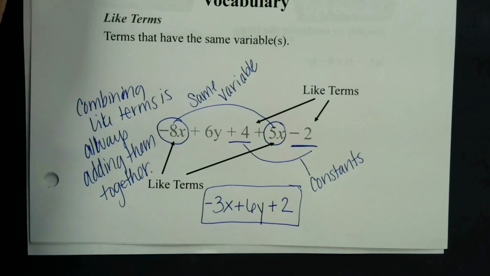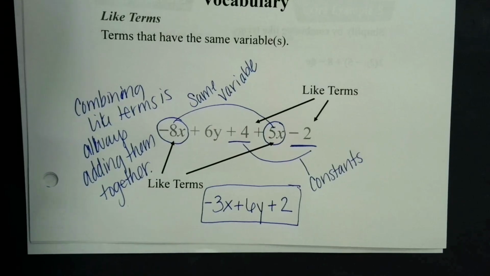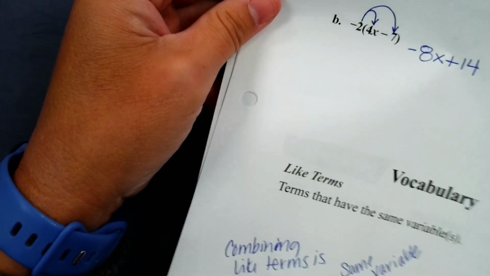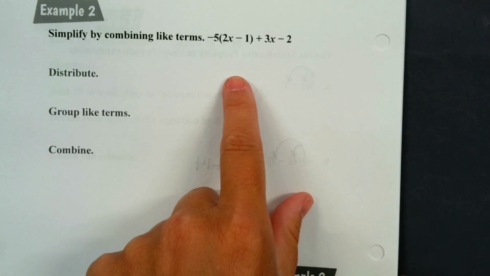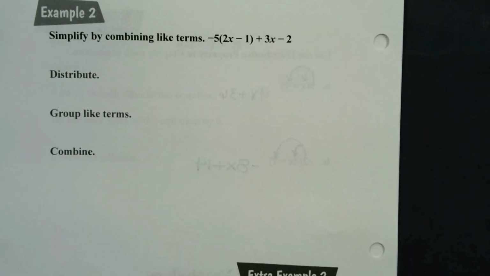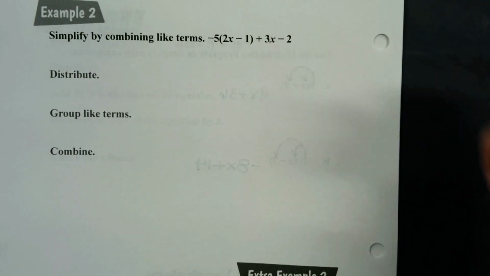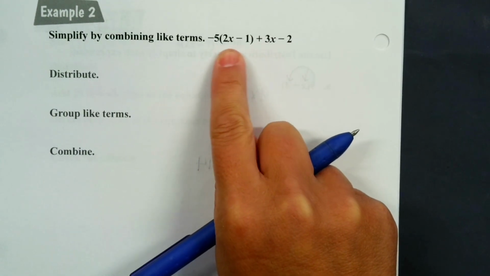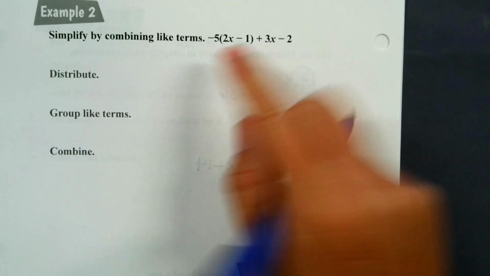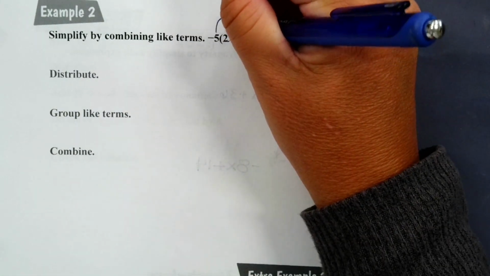Combining like terms is not something new. You've done it before. Distributive property, not something new. You've done it before. All right, we're going to do this one together. The next one you're doing on your own. So make sure you're paying attention. Do you see that there's distributive property here? Yes? So that's the first thing we're going to do. We're going to distribute.